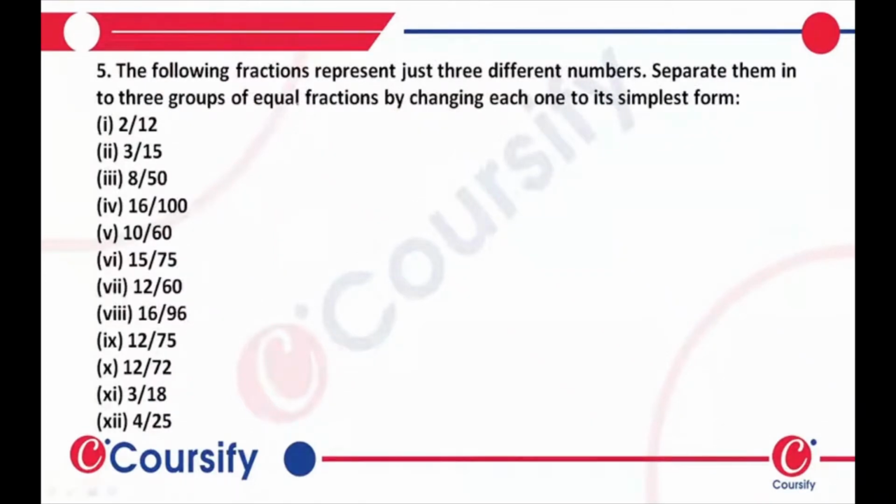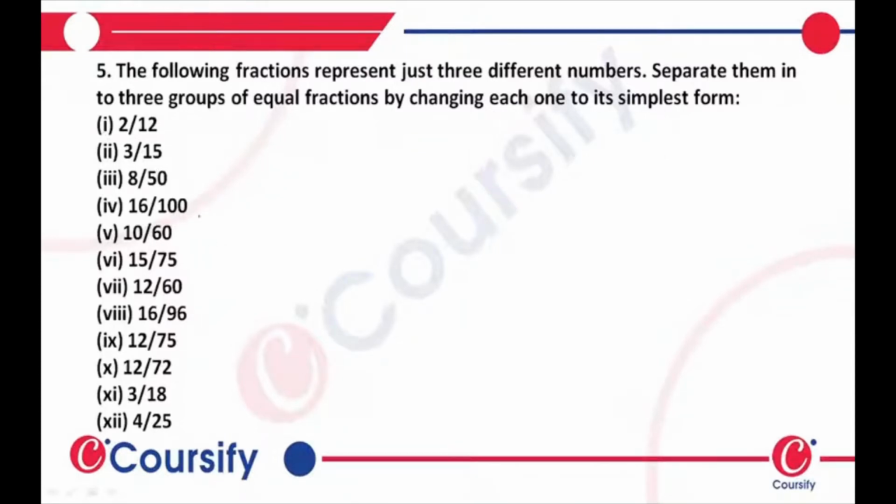The following fractions represent just three different numbers. Separate them into three groups of equal fractions by changing one to its simplest form. So all of these following fractions represent just three different numbers, okay? So what we have to do is separate them into three groups of equal fractions by changing each one into its simplest form.